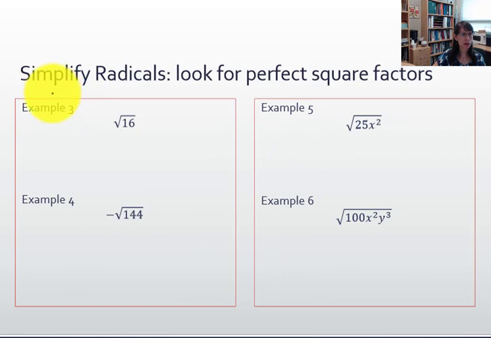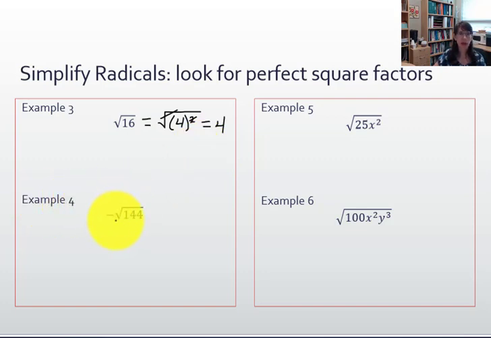In example 3, we have the square root of 16. You might recognize that as the square root of the quantity 4 squared. So to undo the squaring with the square root, we end up with 4.